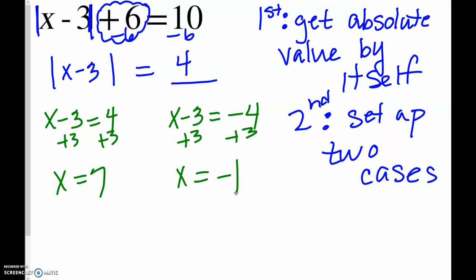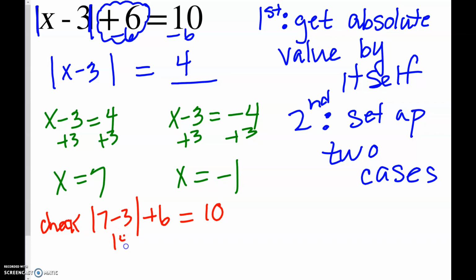So now we can go in and just check these to make sure that they work. So I'm going to check your first one here. I'm going to put a 7 in here. 7 minus 3 plus 6. Does that equal 10? Well, 7 minus 3 is 4, and the absolute value of 4 is 4. So 4 plus 6 equals 10. Check. Good. This one worked.